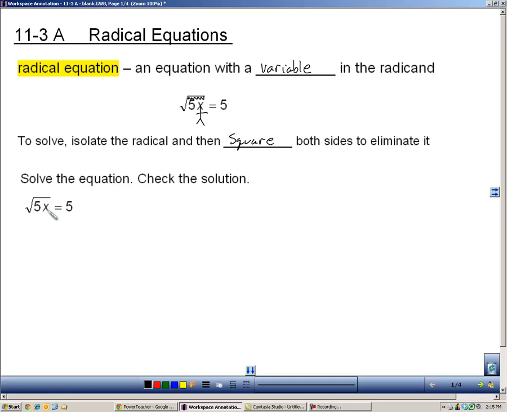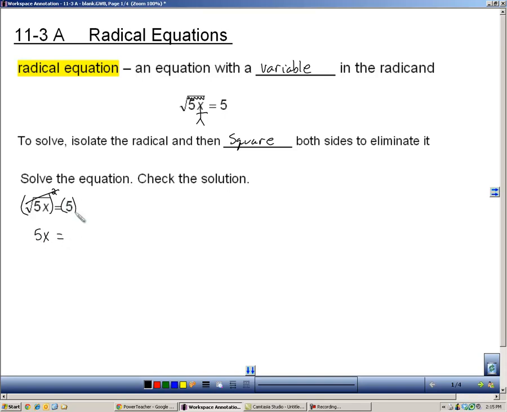Right now, this x is trapped. We can't do anything with the x. We can't divide by 5. We can't isolate the unknown until the square root is gone, until it's defeated. And the way we defeat it is we square, because a square and a square root are opposites. And so when we square this, we cancel the square root symbol off, and we're left with a 5x.